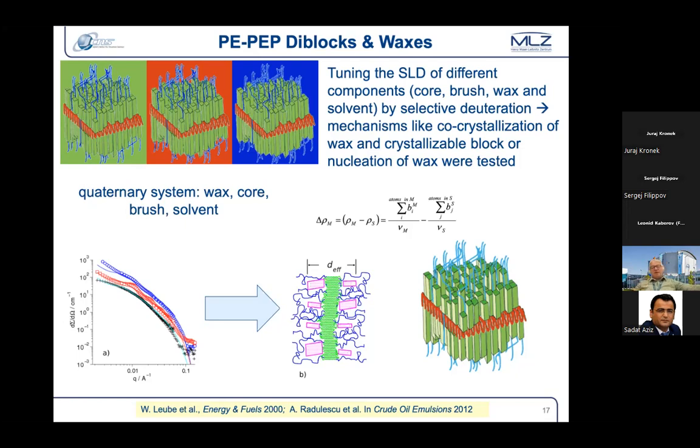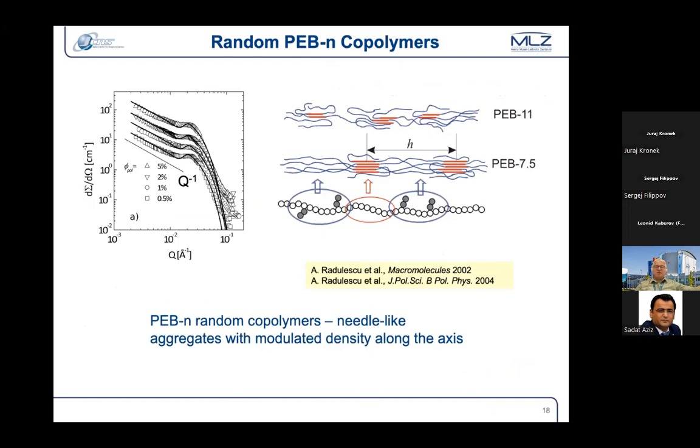In this way, SANS and contrast variation was able to provide information about this complex system and the mechanism of co-crystallization of such materials. Now we worked further with the random polyethylene butene copolymers. These are polymers with a variable number of ethyl side groups along the main chain, depending on the number of ethyl side groups: PEB 11 side groups per 100 backbone carbons, then 7.5 side groups per 100 backbone carbons. So these materials show different crystalline behavior, but all of them are assembling in one-dimensional objects.